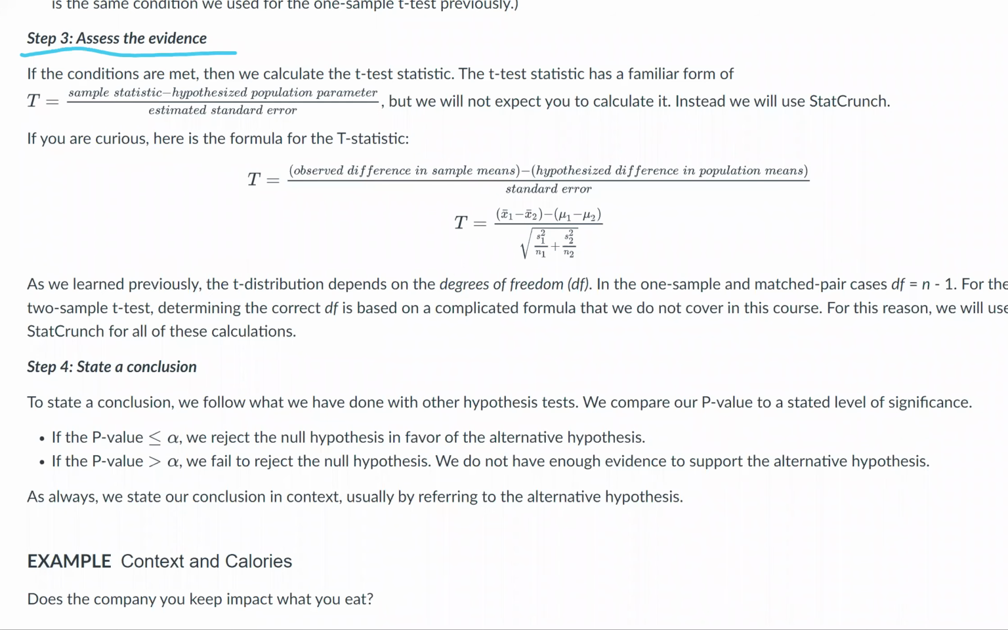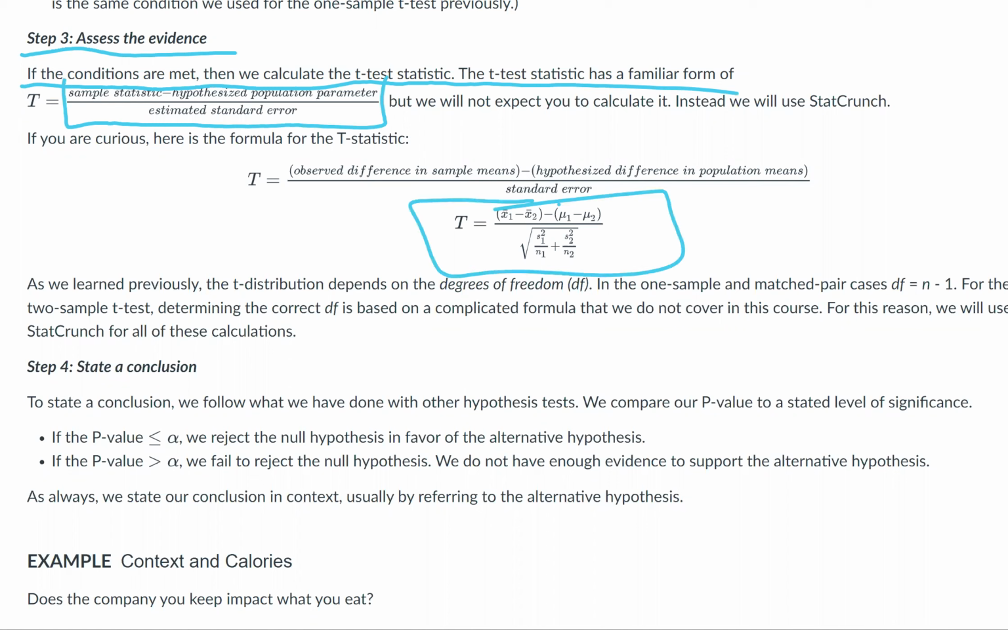Now, step 3 is to assess the evidence. If the conditions are met, then we calculate the t-test statistic. It has a familiar form: t is equal to the sample statistic minus the hypothesized population parameter over the estimated standard error. That comes out to a complicated formula. As we learned previously, the t-distribution depends on the degrees of freedom. So degrees of freedom equals n minus 1, as we've seen before. And then I think we saw this already.